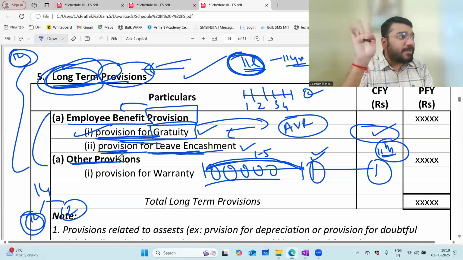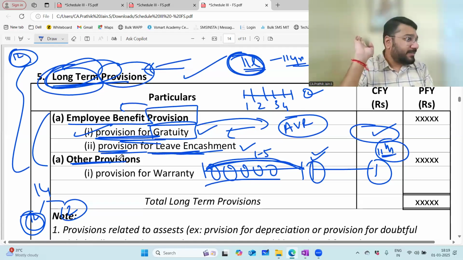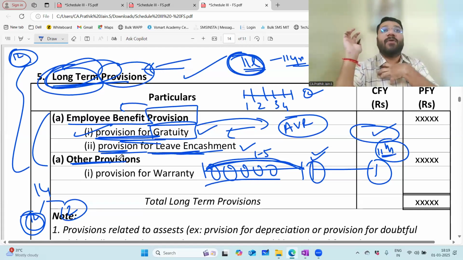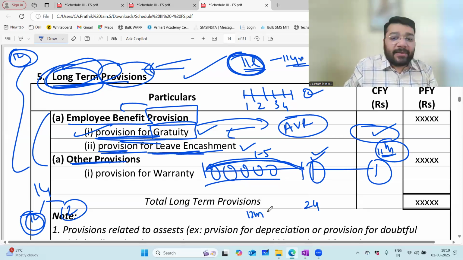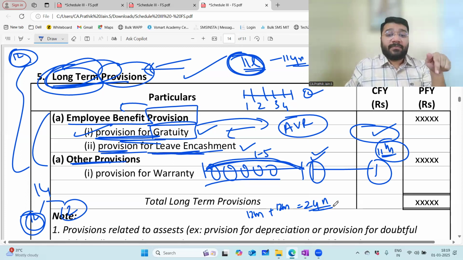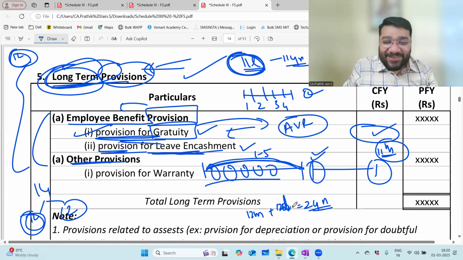If you are sick, then they will adjust that leave from the sick days, not from the normal days. Let's suppose I'm sick for 6 days. So how many holidays do I have in total? HR concept we are going into. 24 holidays we have. How much? 12 days of normal holiday and 12 days of sick leave. So 24 holidays we have.